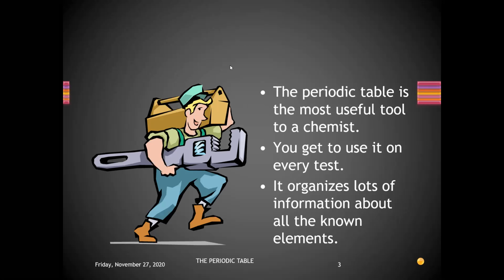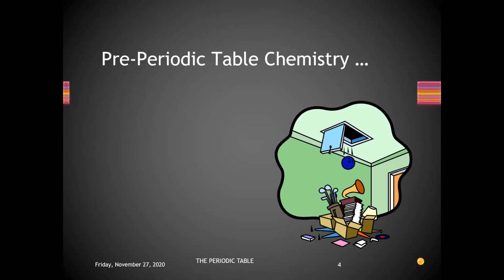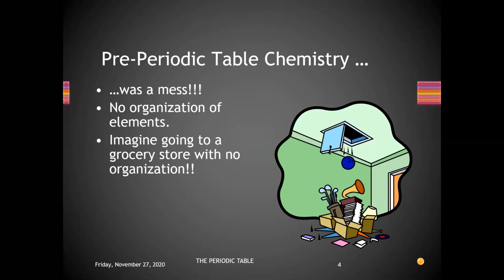The periodic table is the most useful thing for the chemist, because using this you can identify the properties of different elements. Even if a newly discovered element is there, you can predict the properties of that element by using a periodic table. So this is a modern periodic table. Before the periodic table, there was no arrangement, so it was a mess, with no organization of the elements.